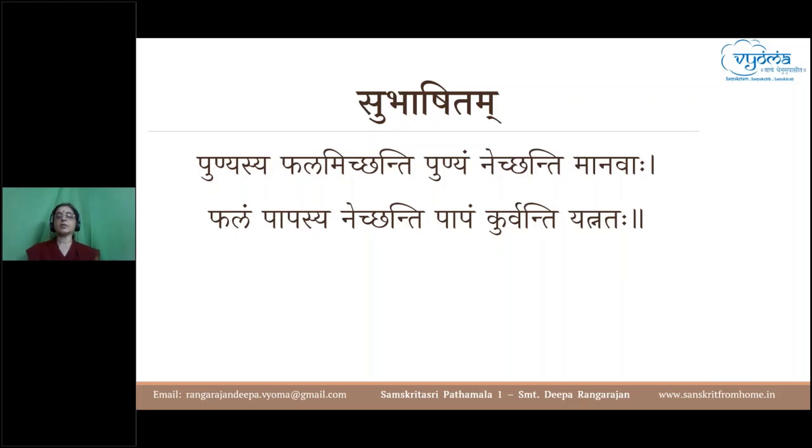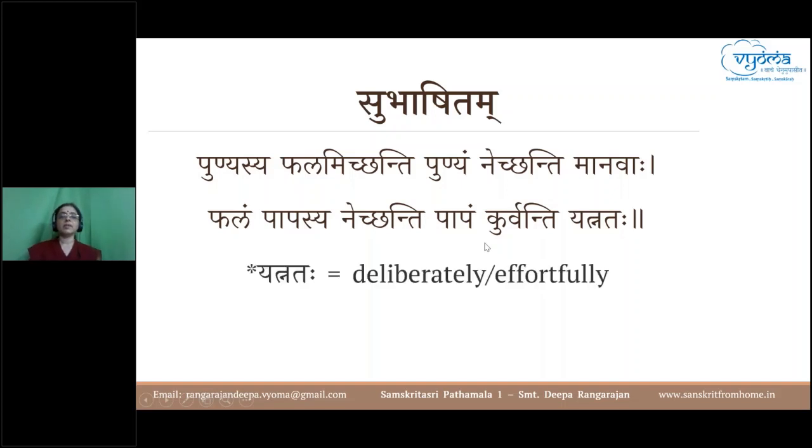This is one Subhashitam where I think you know all the words and you understand the meaning completely, so I'm not giving the meaning. Yatnataha alone is deliberately, or they put in effort to sometimes commit sins. So even though they don't want the results of the sins they have committed, they do commit sins. This is the Subhashitam.